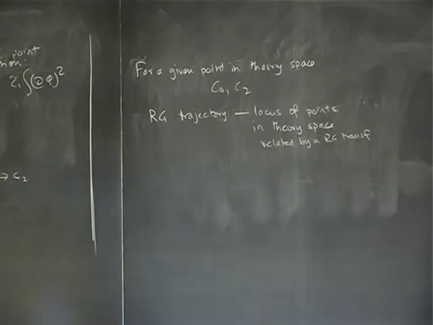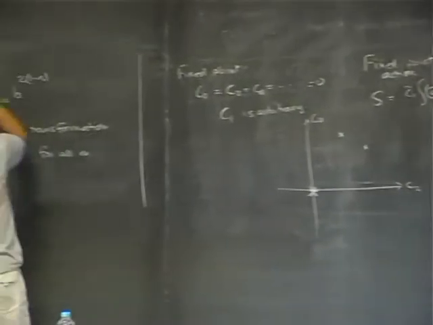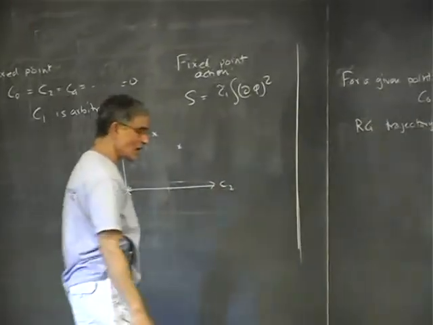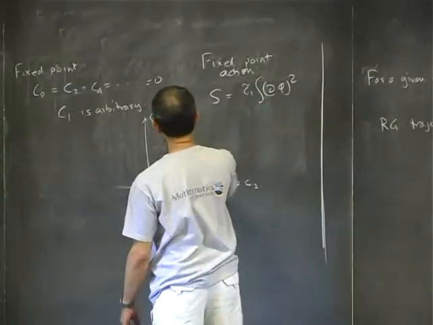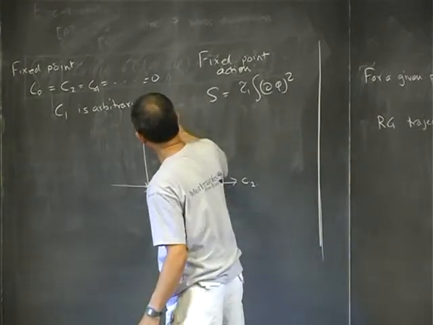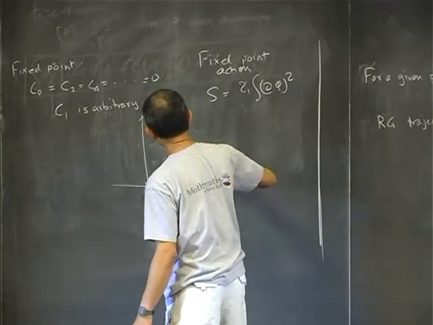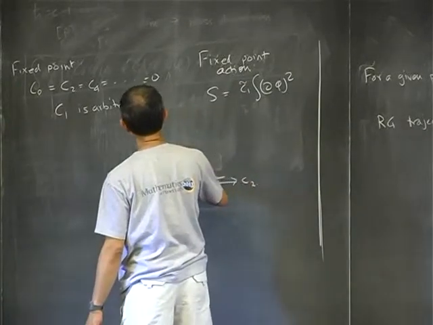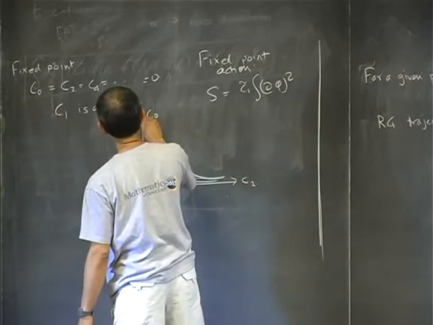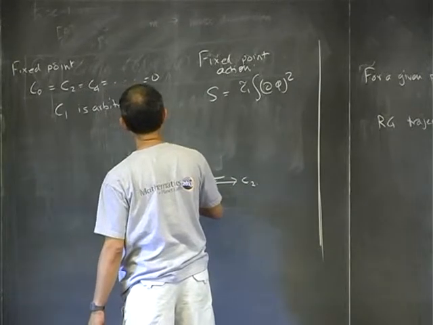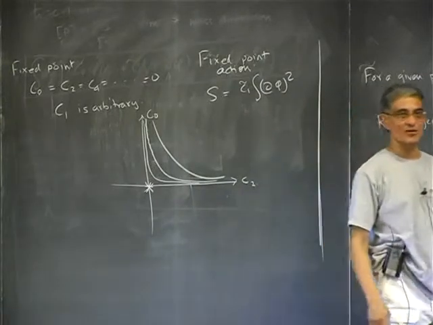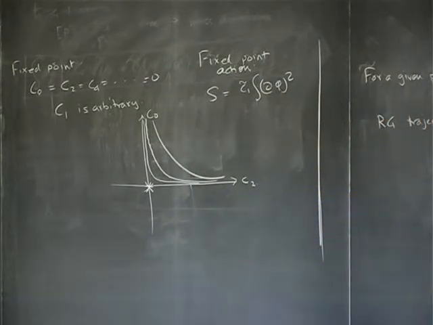Just from this one formula, in this particular case, it is not very hard to see that the trajectories sort of look like this. This is one trajectory. This is another trajectory. And this is another trajectory. I leave it as an exercise for you to figure out why the picture looks like this. You can also figure out that these never cross each other.